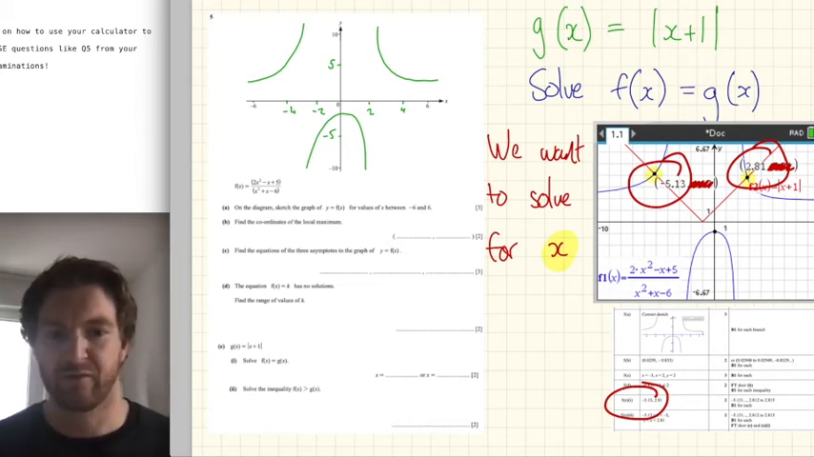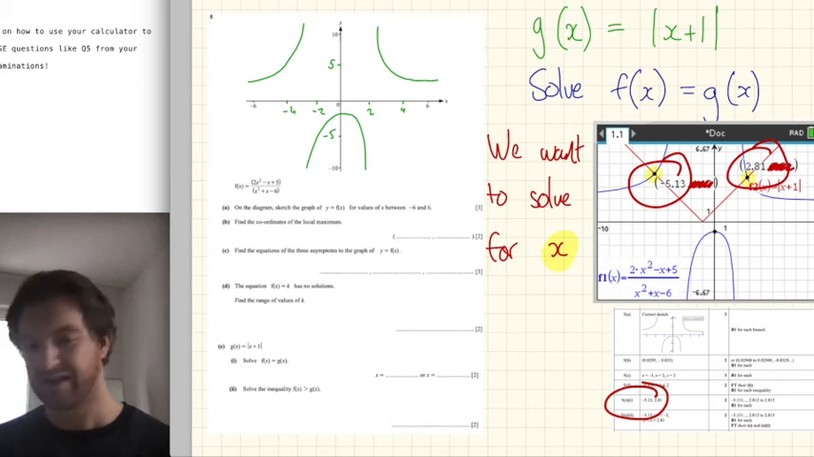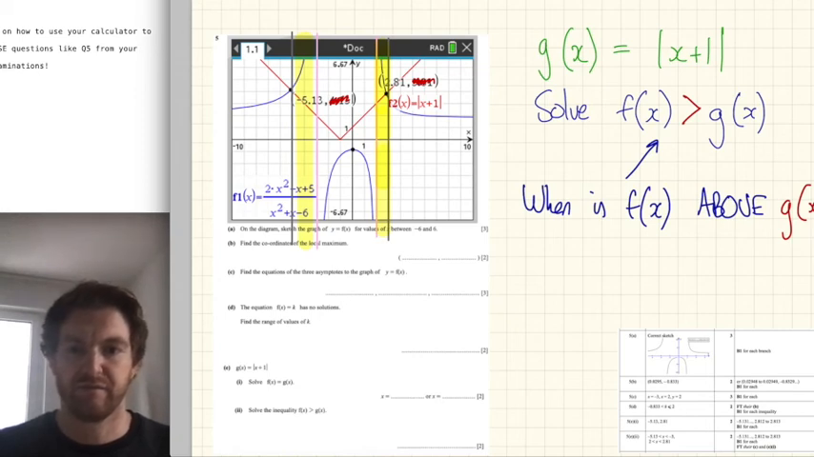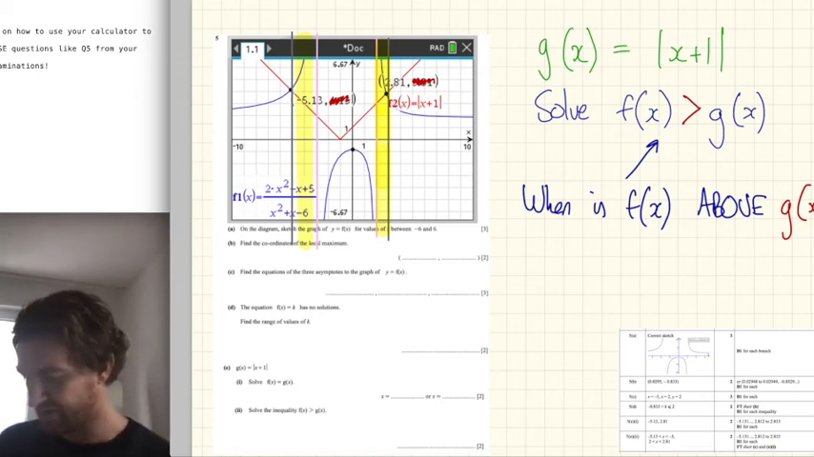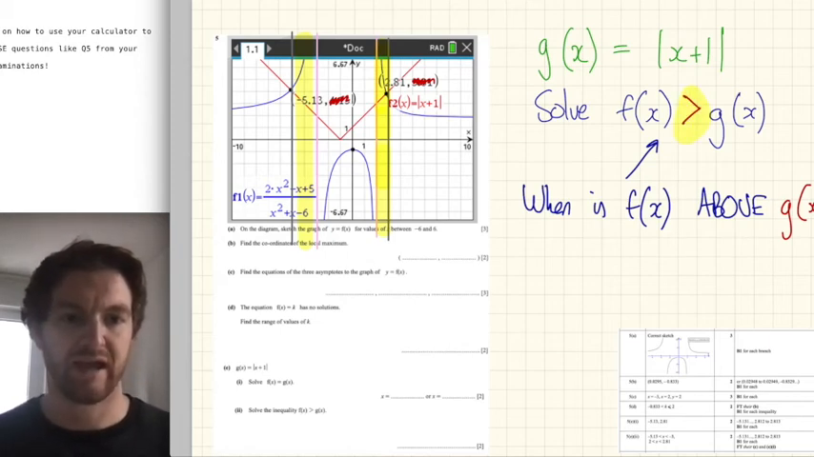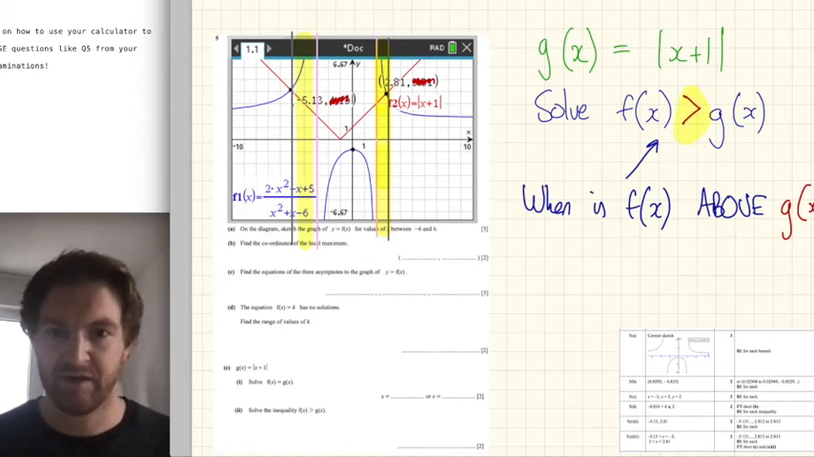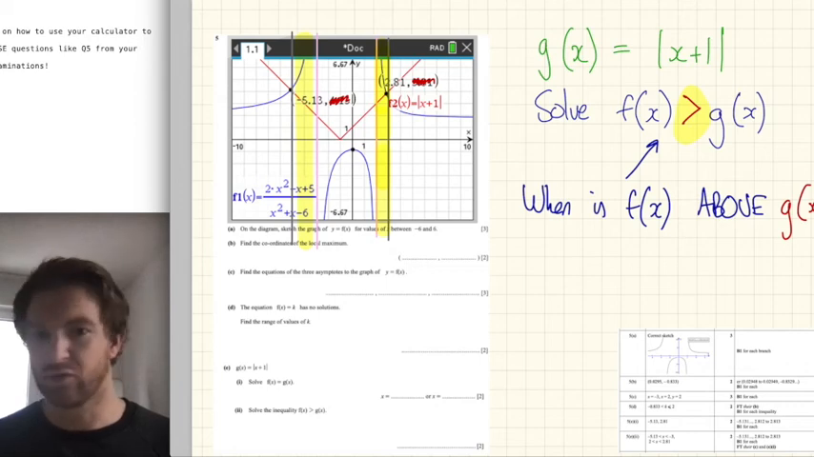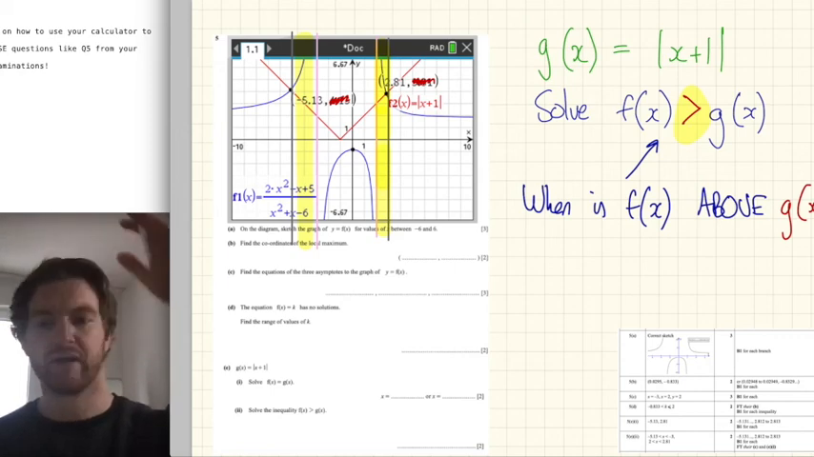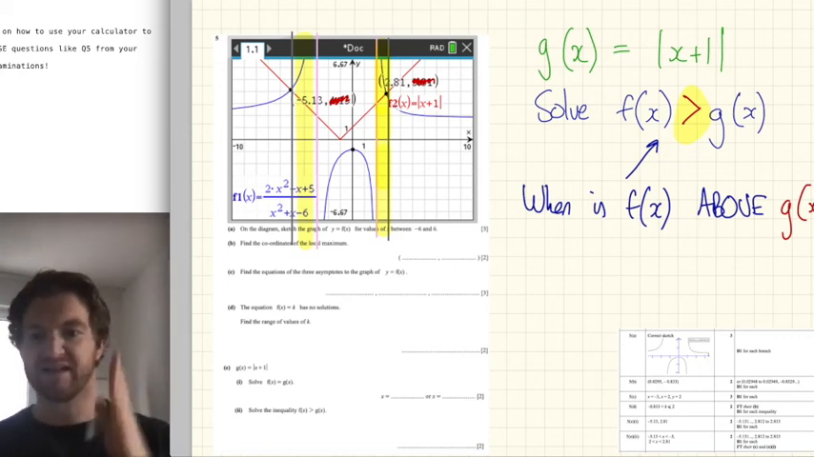The final question, which is the inequality. Now this is the one that requires a little bit of logic. So remember, it says the only thing that's changed is the symbol. It's not now equal, okay, it's greater than. So we know when they're the same as those two coordinates that we've marked. We know that we want it to be greater than. So it wants to be above, bigger, more, whatever you want to think. But just think greater than means above.